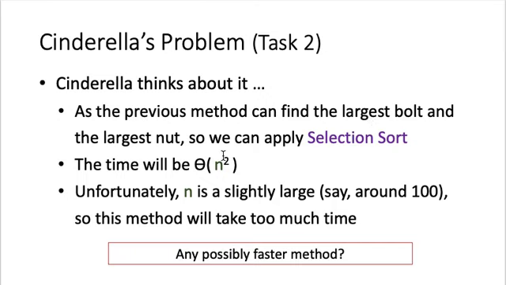Okay, but then finding the largest bolt and largest nut takes theta n time, and altogether there are going to be theta n squared time. But unfortunately, n here is slightly large, let's say around 100. So this method will be too time consuming for Cinderella to work on. By the time she finishes it, probably the party will be over. So we want to get a faster method. Is it possible, or are there any better way so that we can do something that is likely to be faster?